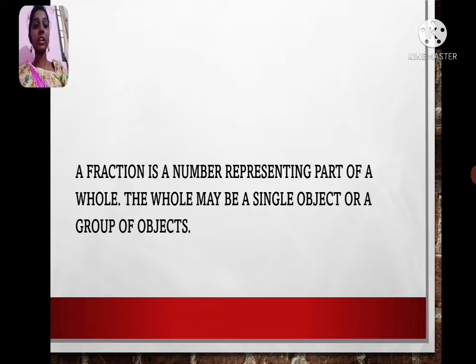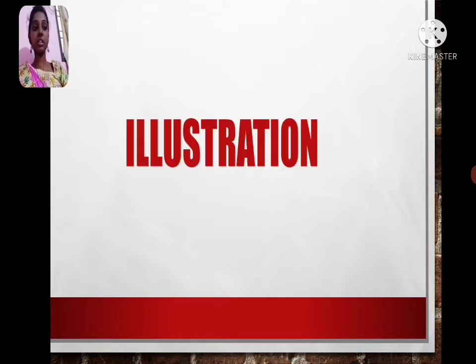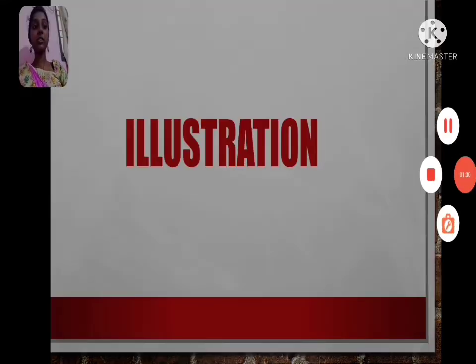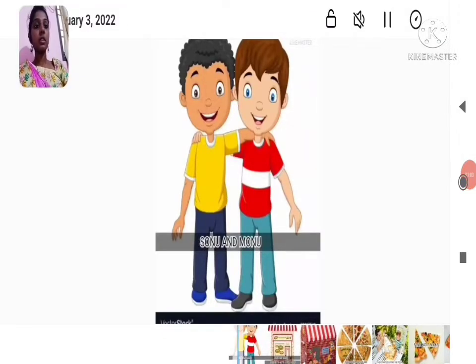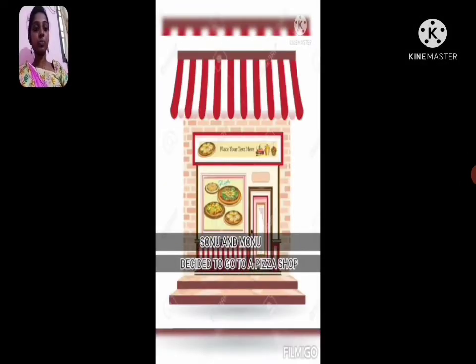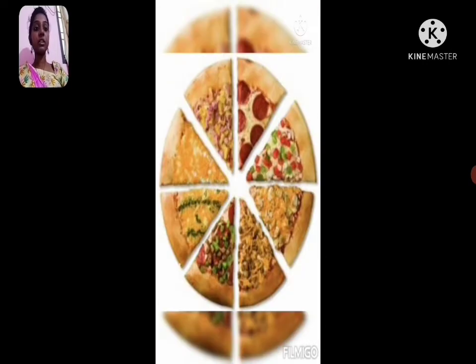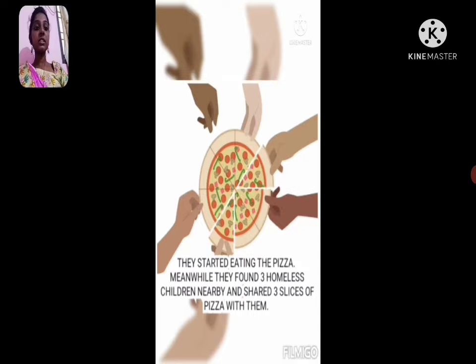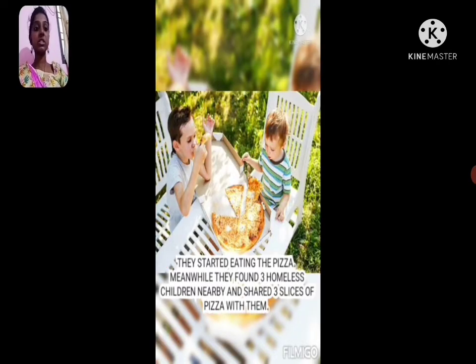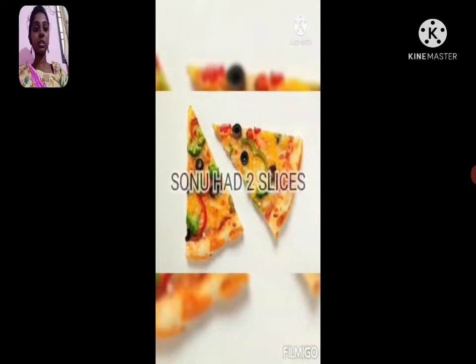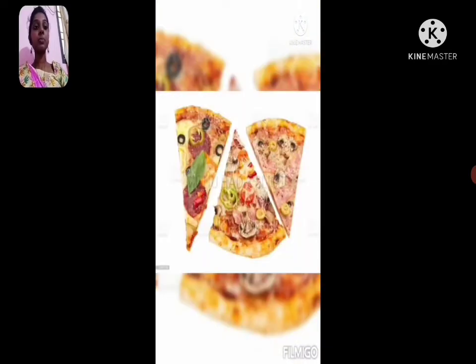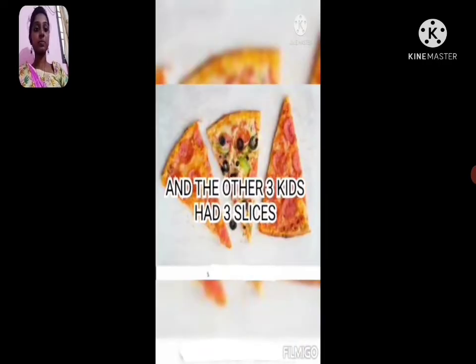So now, let us see an illustration of how to find a fraction from given data. Sonu and Monu were two friends. They decided to go to a pizza shop. There they ordered a large pizza for themselves. Their order arrived and the large pizza consisted of 8 equal slices. They started eating the pizza. Meanwhile, they found 3 homeless children nearby and shared 3 slices of pizza with them. Sonu had 2 slices, Monu had 3 slices, and the other 3 kids had 3 slices.